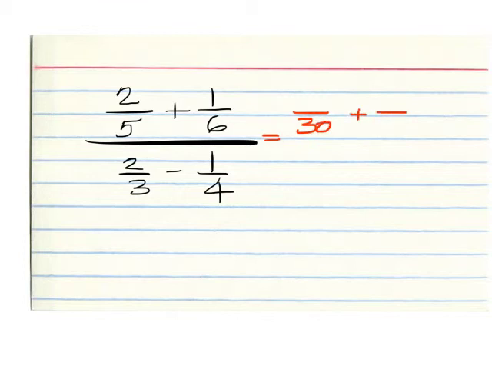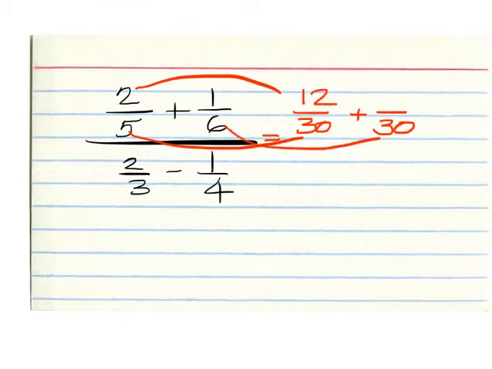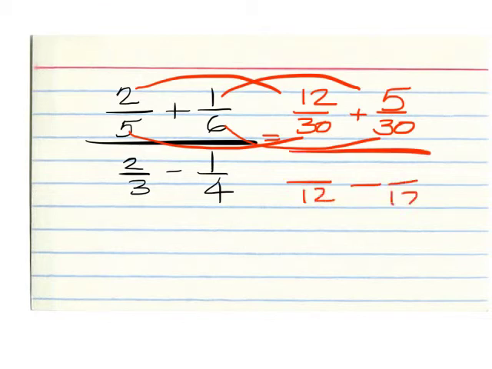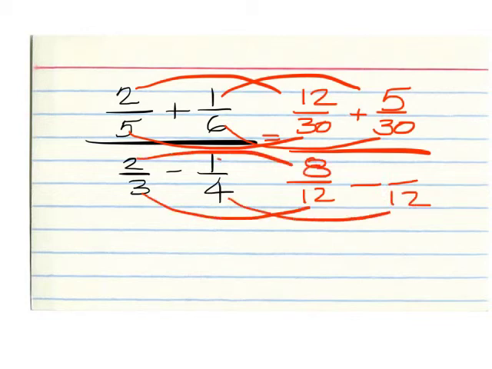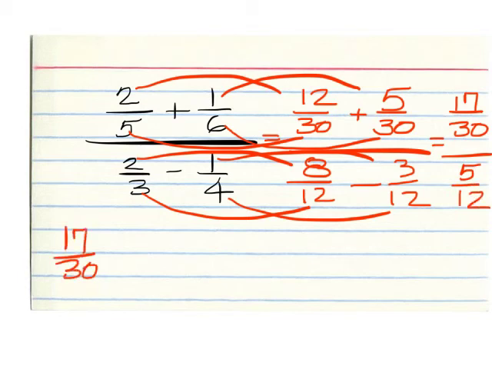On the top, your common denominator should be 30, and that means you're multiplying by 6 here to get 30, so times 6 there is 12, and 6 times 5 is 30, 1 times 5 is 5. On the bottom, your common denominator is 12, and that's times 4. Times 4 there is 8, and then times 3 there is 3. So simplify these to get 17 over 30. On the top and on the bottom is 5 over 12.